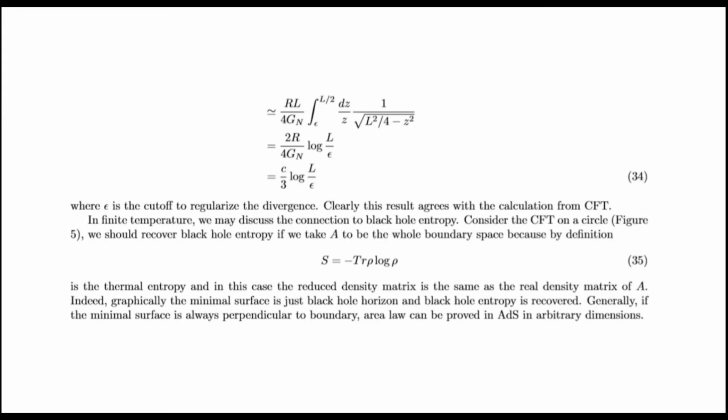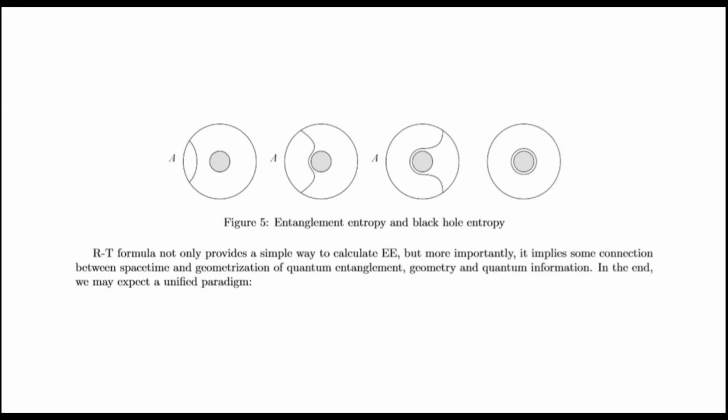At finite temperature, we may discuss the connection to black hole entropy. Consider the CFT on a circle. We should recover black hole entropy if we take A to be the whole boundary space. By definition, this is the thermal entropy, and in this case the reduced density matrix is the same as the real density matrix of A. Indeed, graphically, the minimal surface is just the black hole horizon and black hole entropy is recovered. Generally, if the minimal surface is always perpendicular to the boundary, the area law can be proved in arbitrary dimensions.